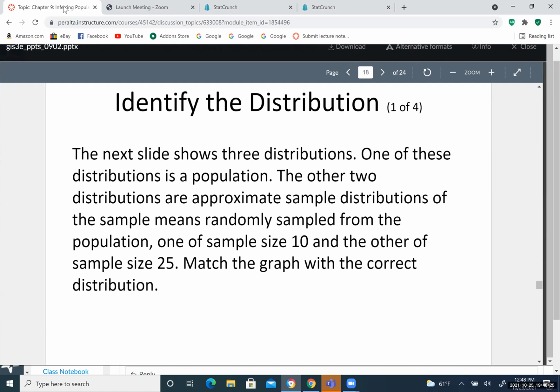Identify the distribution. The next slide shows 3 distributions. One of these distributions is the population. The other 2 distributions are approximate sampling distributions of the sample means, from samples randomly selected from the population. One is of sample size 10 and the other of sample size 25. So look at 2 examples.